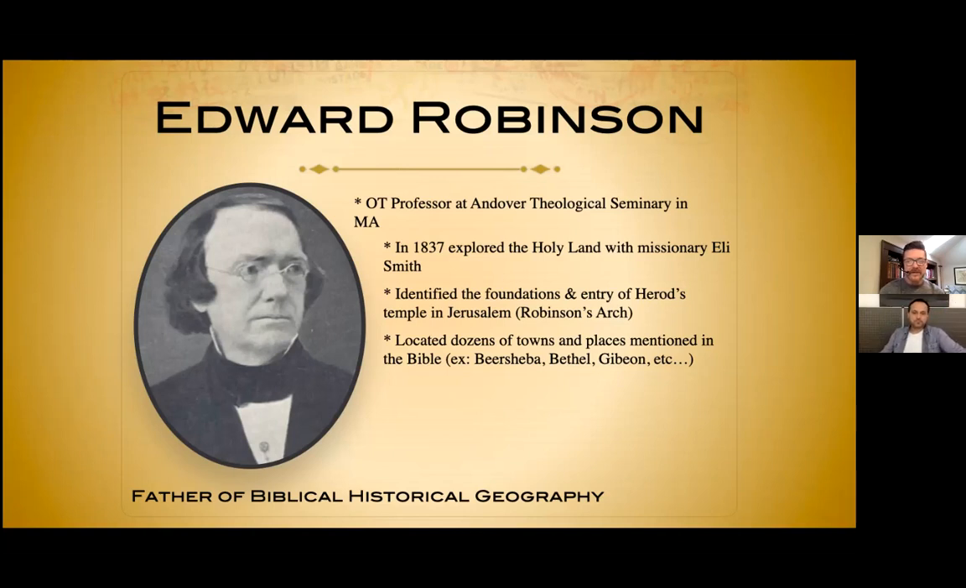He also located dozens of towns and places that are mentioned in the Bible, such as Beersheba, Bethel, Gibeon, and many more.